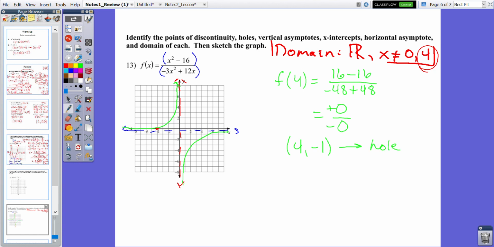So I'm going to redraw this to show you guys. I should have probably done the hole first, but that's okay. The vertical asymptote gets to stay, and the horizontal asymptote gets to stay as well. So now we get a graph with a hole at 4, negative 1. If I keep following this, here's our hole right there, and it goes on forever that way.